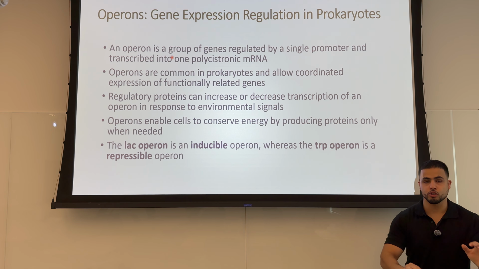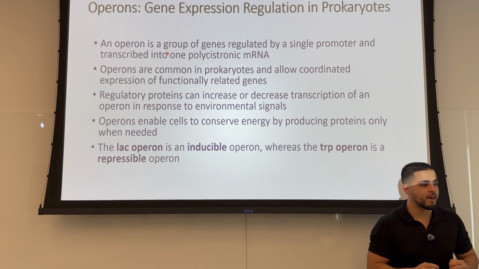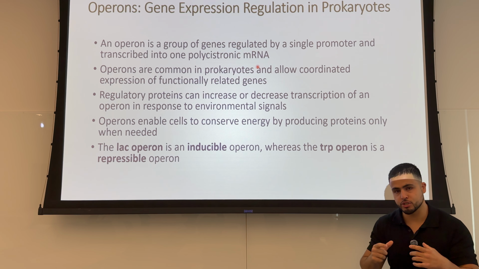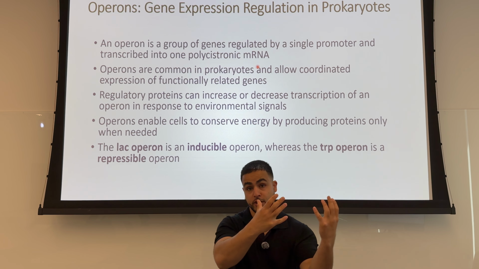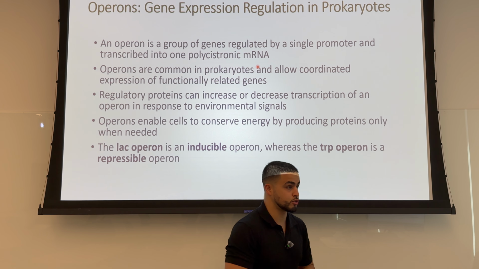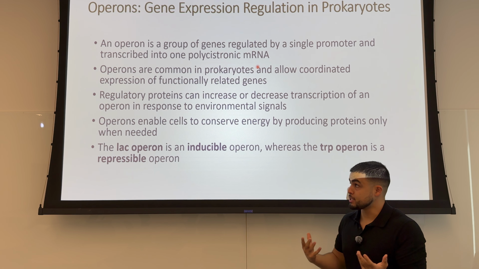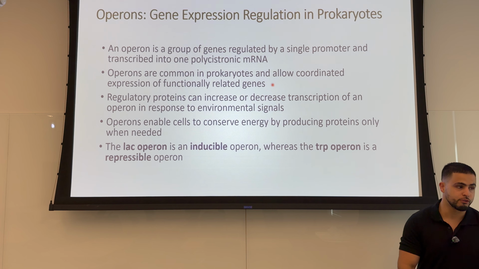So an operon is a group of genes that come in sequence, and they're regulated by a single promoter. So recall the promoter site is where RNA polymerase is going to bind so that it eventually can start the process of transcription. Well, it turns out that these genes will all be regulated by the same promoter. Operons are common in prokaryotes and allow coordinated expression of functionally related genes.